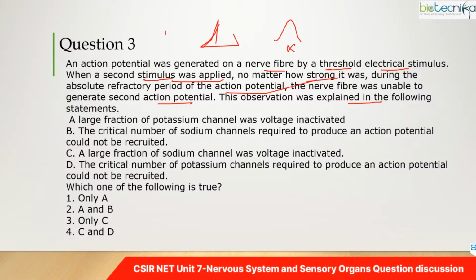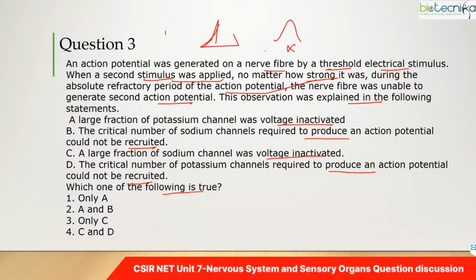A, a large fraction of potassium channels was voltage inactivated. B, the critical number of sodium channels required to produce an action potential could not be recruited. C, a large fraction of sodium channels was voltage inactivated. D, the critical number of potassium channels required to produce an action potential could not be recruited. Which one of the following is true? Can you all try and tell me?